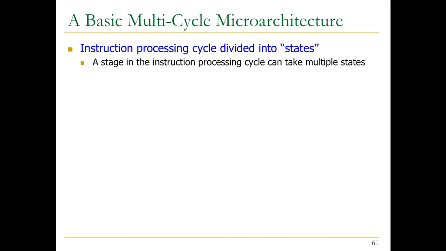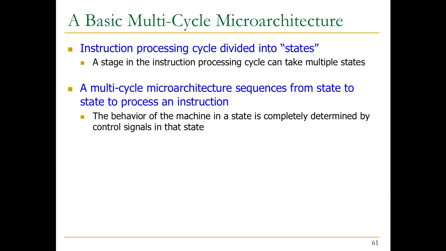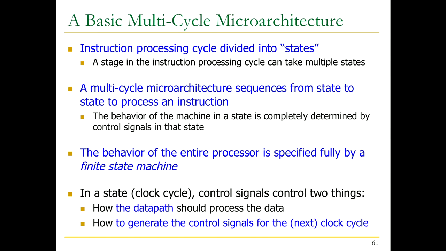Basically, we divide the instruction processing cycle into states. A stage in the instruction processing cycle can take multiple states, and you sequence from state to state to process an instruction. And the behavior of the machine in a state is completely determined by the control signals, as I said. And the behavior of the entire processor is specified fully by this finite state machine. Basically, all you have is really a finite state machine in this case. Of course, in a state, control signals control two things: how the data path should process the data, and how to generate the control signals for the next clock cycle, or maybe the current clock cycle.